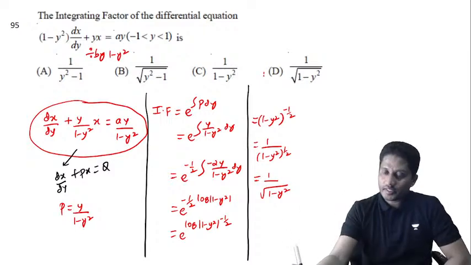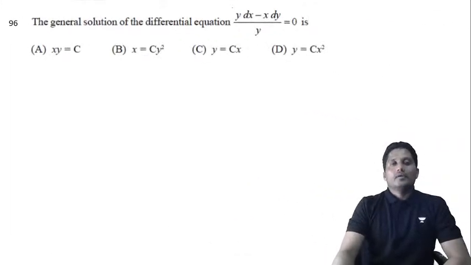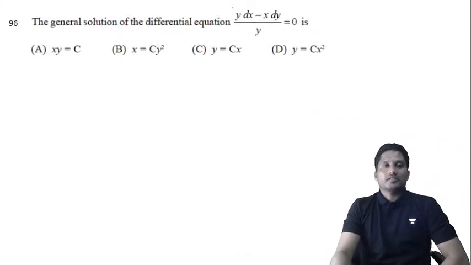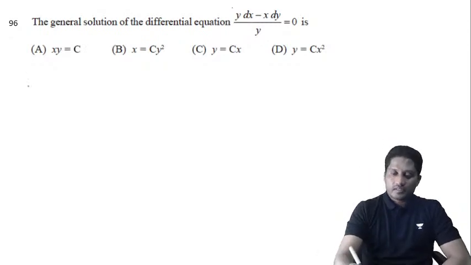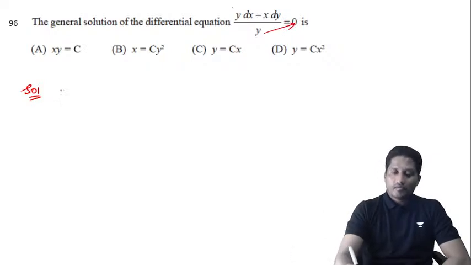Yes, answer is option D. Right, let's move to the next question. What is the general solution of this differential equation? If I cross multiply, anyways this is 0. If you cross multiply, that y will be 0. What is left out? y into dx minus x into dy is equal to 0, right?